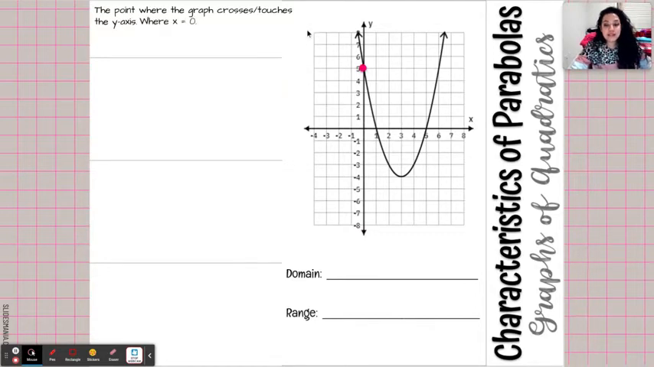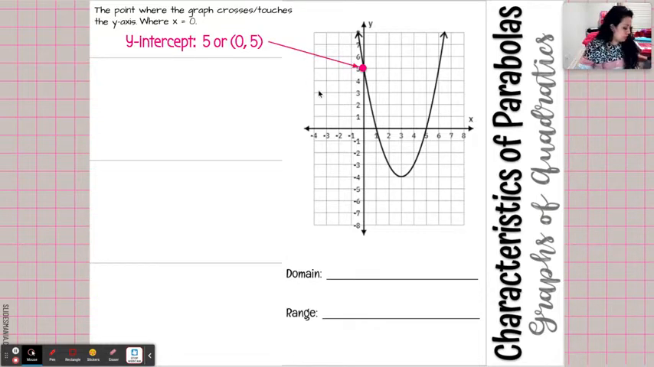This is where x is equal to 0. So in this case, here is my y-intercept, and it is 5, or (0, 5). And I'm also going to draw an arrow pointing toward it. So on your paper, actually draw the arrow pointing toward the y-intercept. If you're doing this just in your notebook, draw a quick sketch of that parabola and label where the y-intercept is.